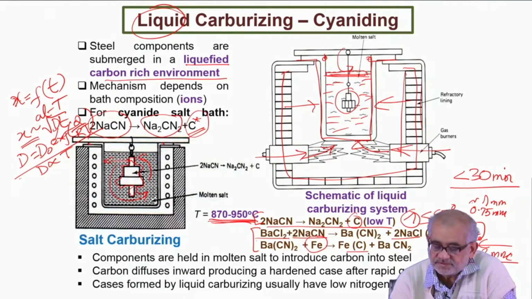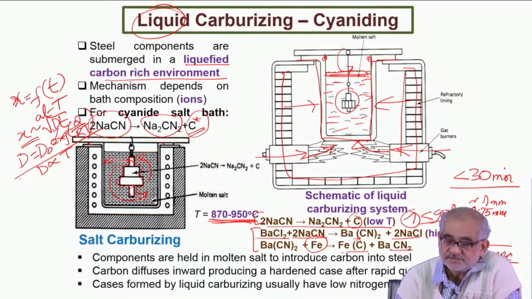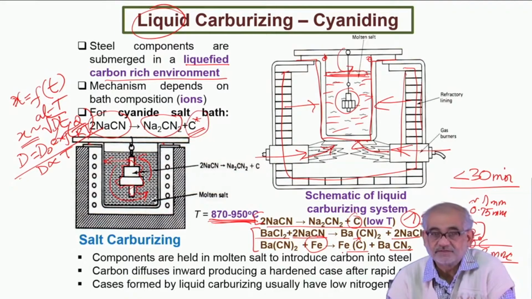So this is the dissociation of the cyanide radical into the cyanamide radical, and as a result it liberates carbon, and this carbon is in an activated state or nascent state. So the same process happens, that carbon goes to the surface, gets adsorbed, and then subsequently absorbed by way of diffusion.